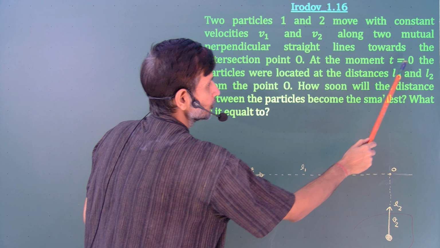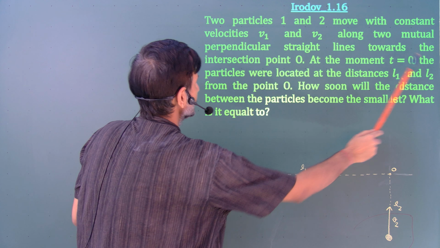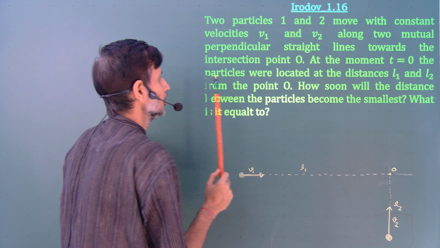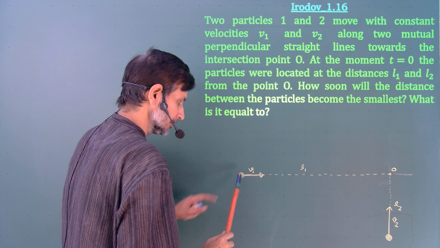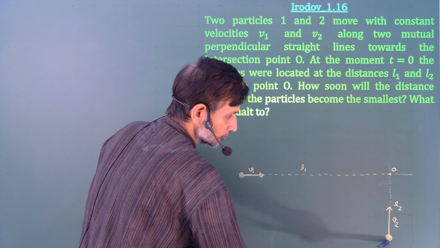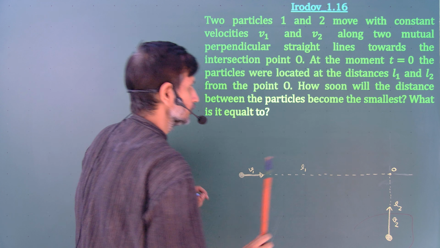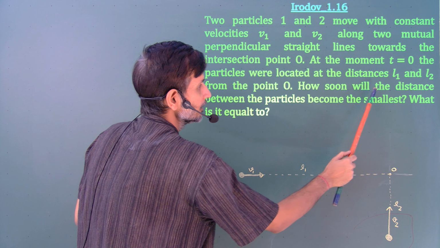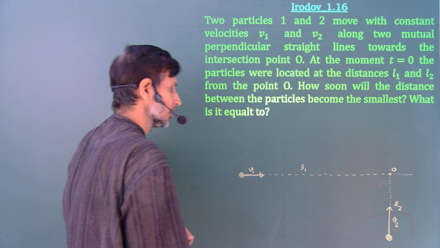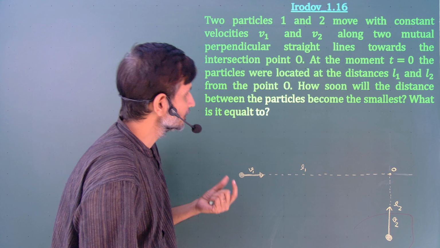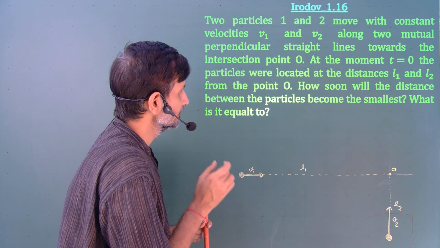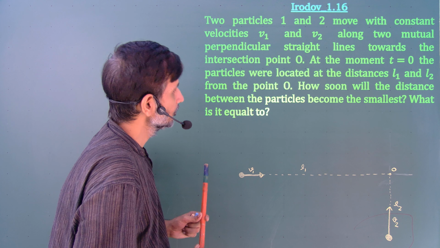At the moment t equal to 0, the particles were located at distances L1 and L2 from the point O. Initially, particle 1 is at a distance of L1 from O and particle 2 is at a distance of L2 from point O. How soon will the distance between the particles become the smallest? So, we have to calculate the smallest distance and the time when the distance between the two particles becomes smallest.